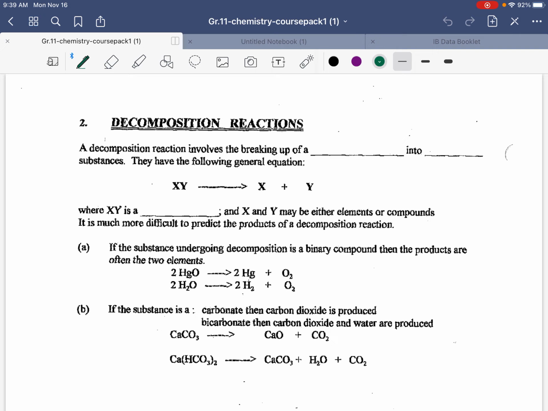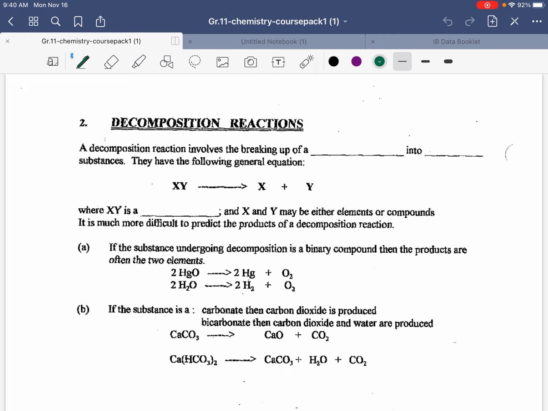Now, let's fill in these blanks, okay? So make sure you're in the right page, and let's take a look at decomposition reaction in terms of what it is and some of the examples that you are required to know. So first things first, how does it work? How do you identify that this reaction is a decomposition reaction?